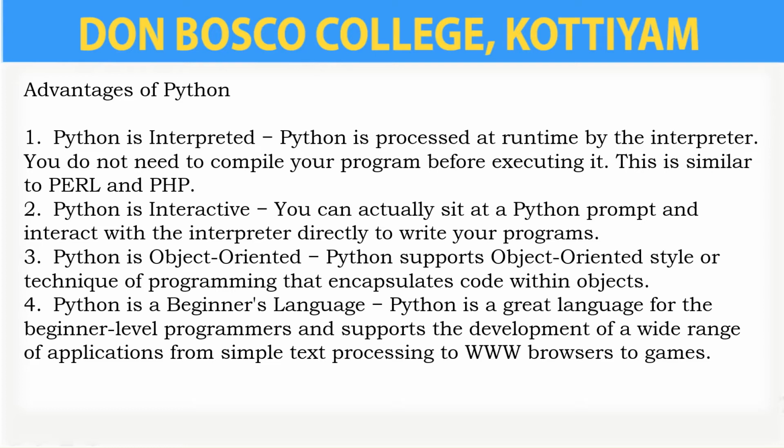The next advantage is Python is object oriented. Object oriented means it will have classes and objects. That is, we will use the objects to access the code. The next is Python is a beginner's language. That means it is very easy to learn. Also, it is mainly used for developing games and so on.